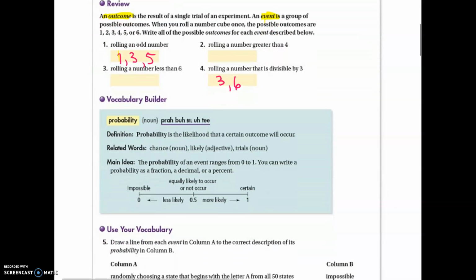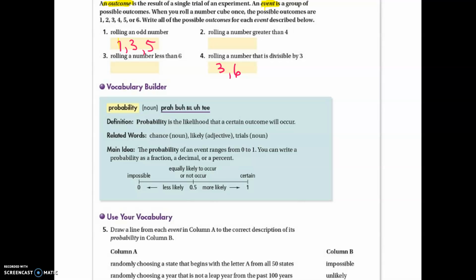We also want to talk a little bit about probability in general. When you're asked to find the probability, it is the likelihood that a certain outcome will occur. And probability of an event ranges from 0 to 1. So we call this the probability number line. Of course, 0 would represent it's impossible to occur, and 1 represents it is certain to occur. And of course, you have everything in between.